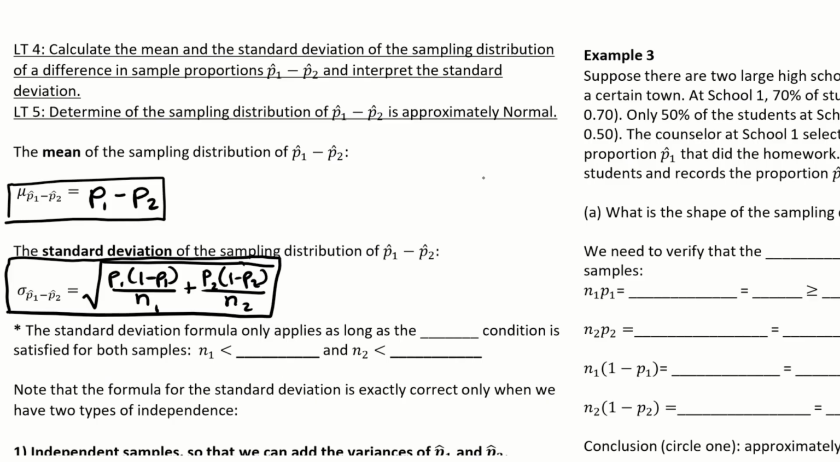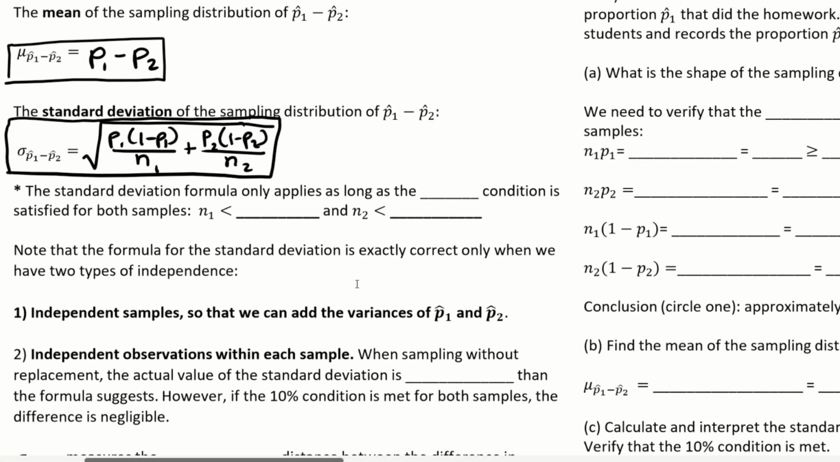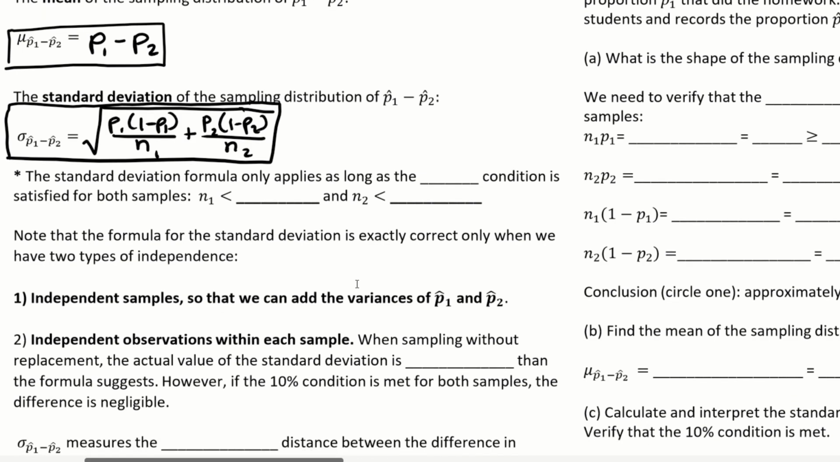Okay, now remember this, just like in the previous learning target with the standard deviation for p hat, this formula only applies as long as the 10% condition is satisfied. So it has to be satisfied for both samples. So n1 has to be less than 10% of the first population, and n2, the sample size for the second population, has to be smaller than 10% of that second population. Okay.